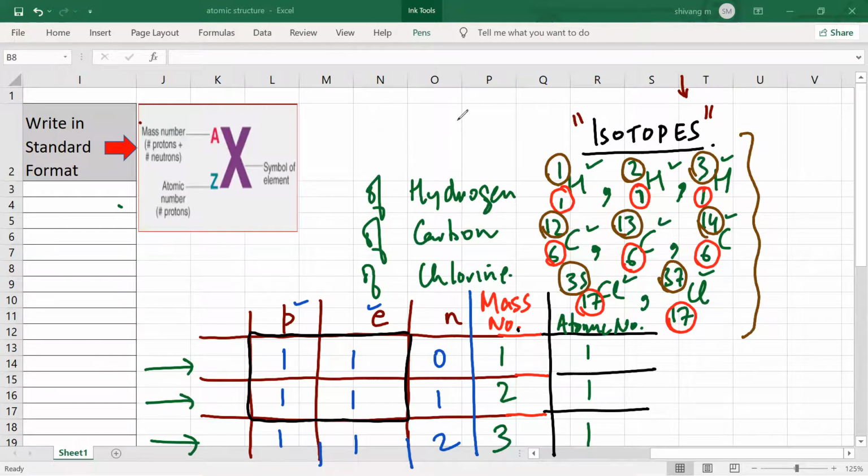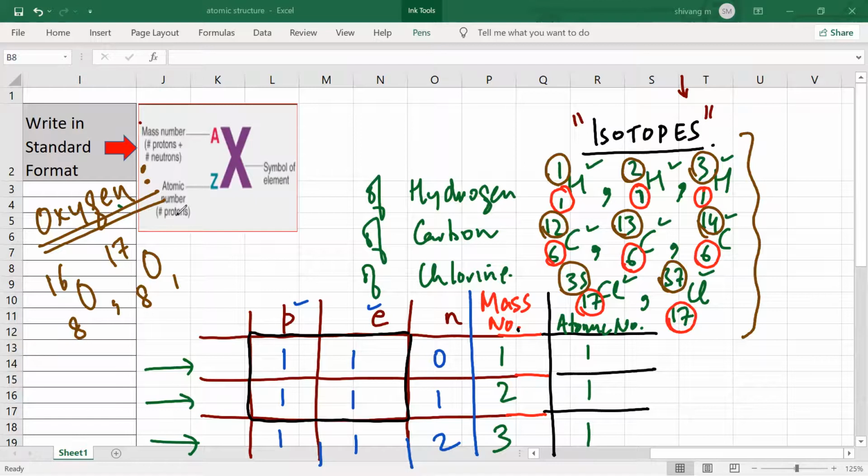As a bonus, another example that you can take is oxygen. Now in homework, what you can do is that I'll give you the isotopes of oxygen. These are the isotopes of oxygen. Or let's do it right now, yaar, let's do it now.